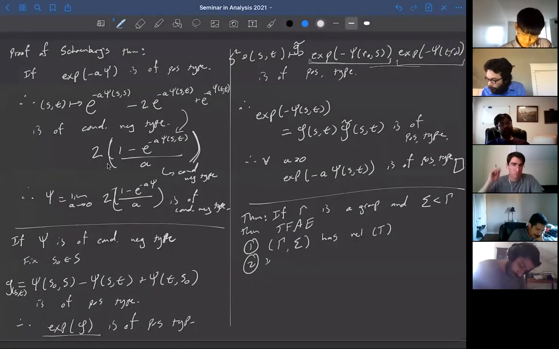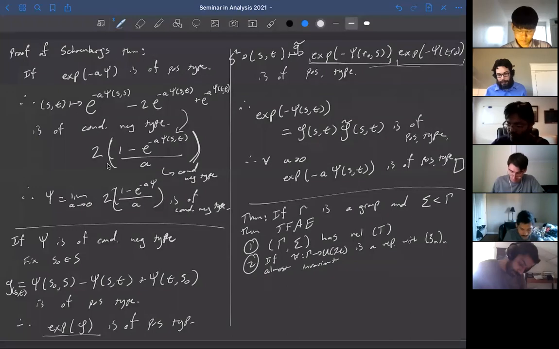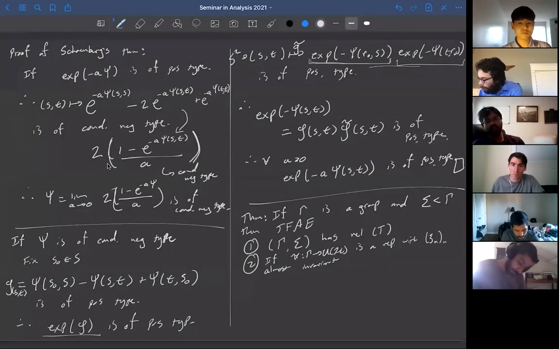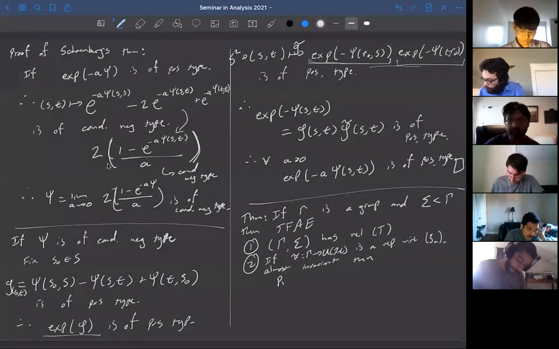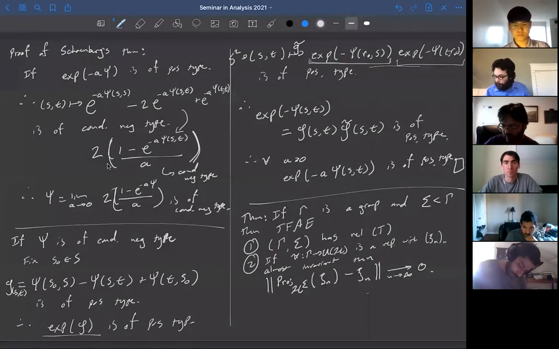So if pi mapping gamma to U of H is a representation with c_n, say, almost invariant, meaning that the norm of pi of t c_n minus c_n goes to zero for all t in the group, then we get that the projection onto the space of sigma invariant vectors of c_n is very close to c_n as n goes to infinity. So this says more than just that there exists an invariant vector for sigma. This says that you can find an invariant vector for sigma that's very close to your original almost invariant sequence. So this gives extra information.